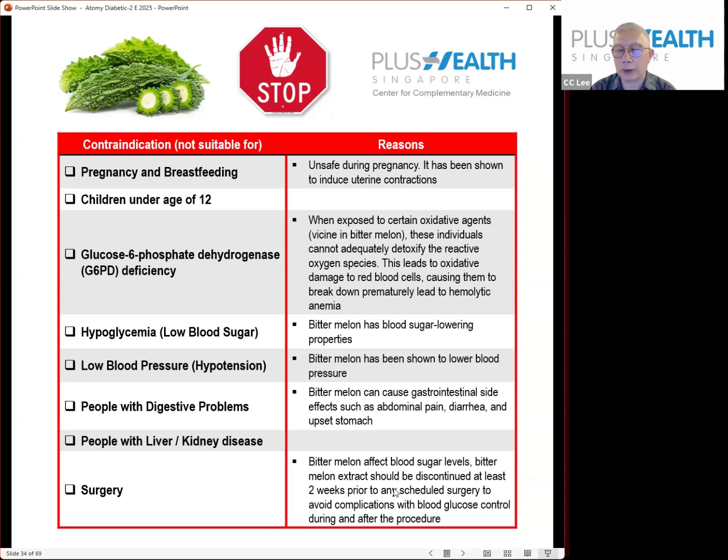So therefore, the bitter melon extract should be discontinued at least 2 weeks prior to any scheduled surgery to avoid complications with blood sugar control during and after the surgical procedure.